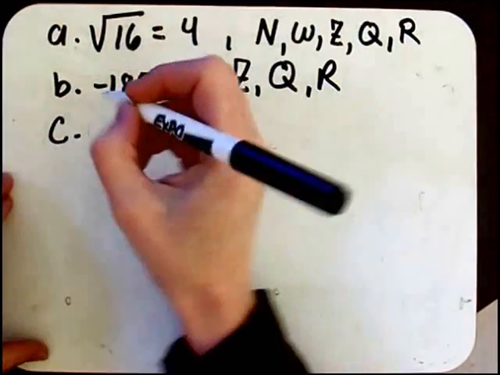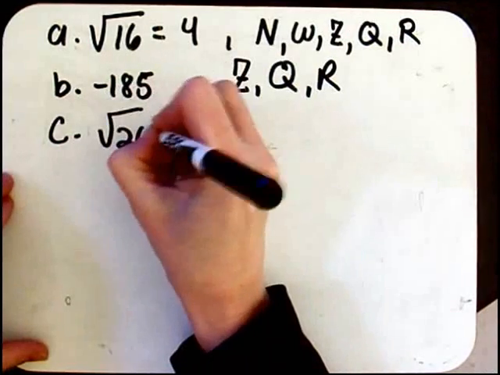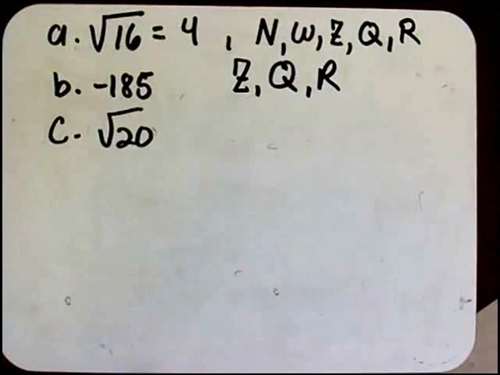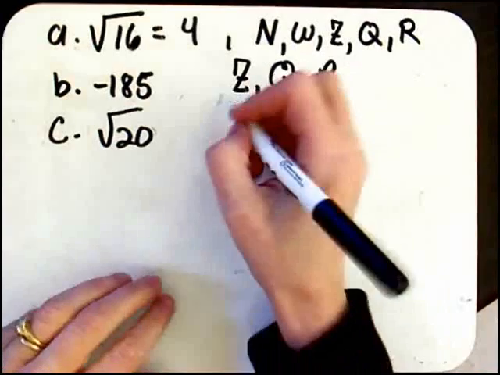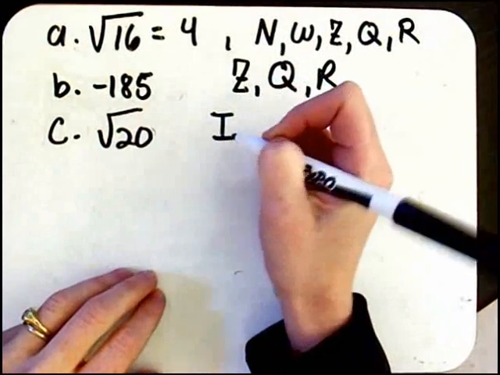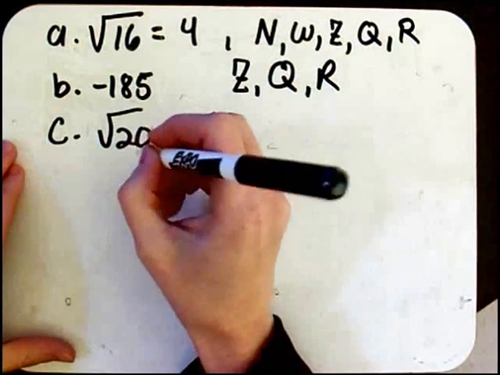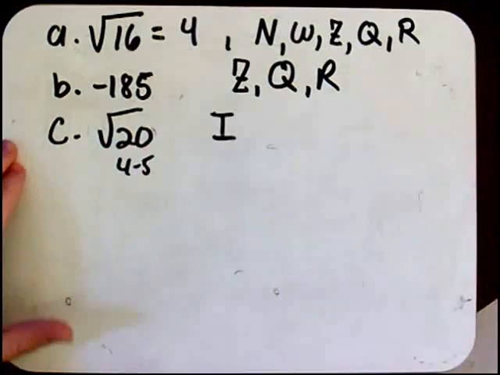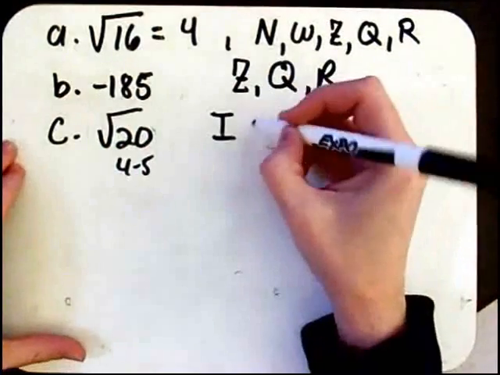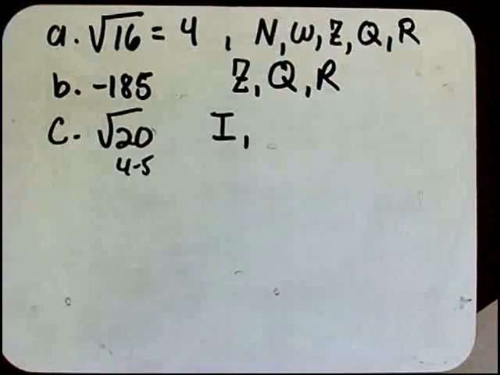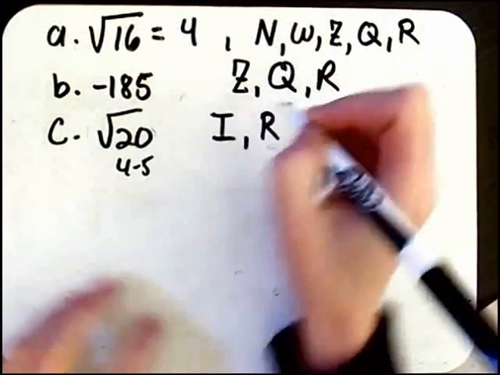Part C, square root of 20. Square root of 20 is an irrational number. Remember the rules: if the square root is a whole number, it's rational. If it falls in between two numbers, it's irrational, because it falls somewhere in between 4 and 5. So it's an irrational number, and in the Venn diagram, the whole right section was irrational. So it's irrational and it's a real number.